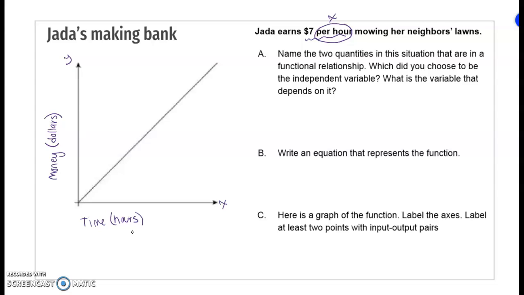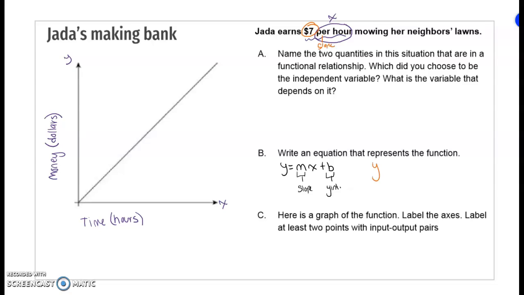So we know that she's earning $7 per hour. So I know that each hour she's going to make $7. If I was going to write an equation to represent this function, well, remember our standard form, our base formula is y equals mx plus b, where m is our slope and b is our y-intercept. So do I know what my slope is? Absolutely. I know she's earning $7 per hour. This per tells us that that's going to be our slope.